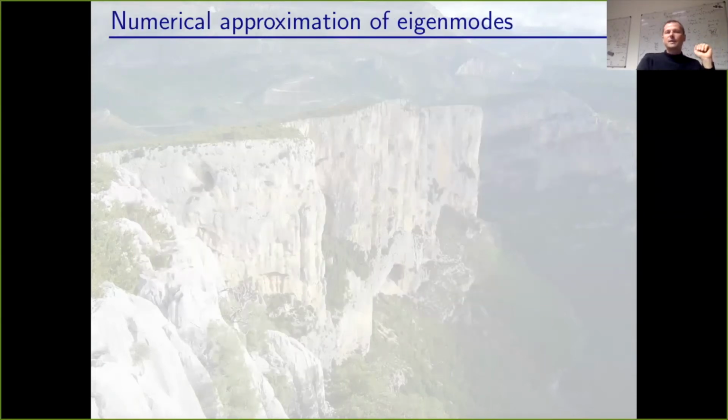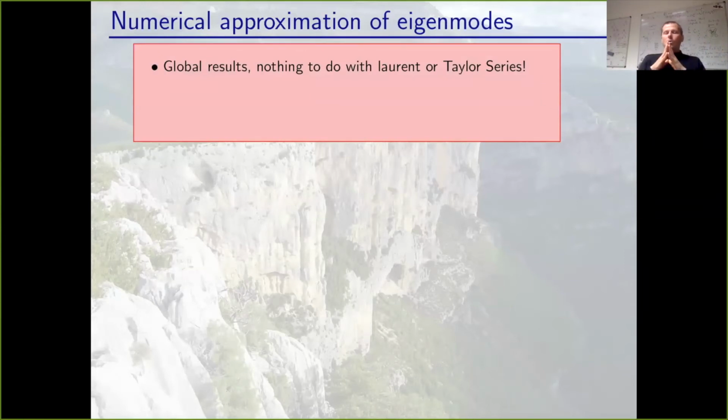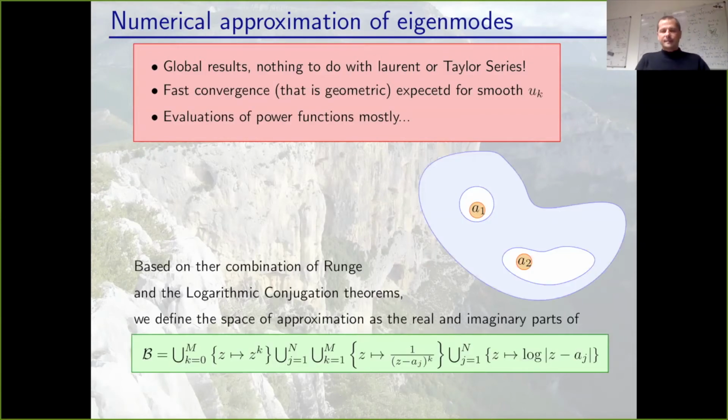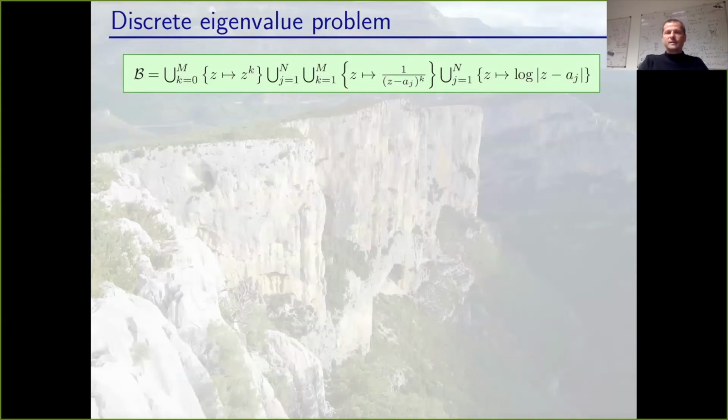But let's stress now the approximation. What is interesting is how I can approximate Steklov eigenvalues in a very precise way. Based on the previous theorem and Runge's theorem, the idea is to approximate an eigenfunction as a linear combination of real and imaginary parts of functions in the space B. I will adjust the coefficients of my series, which is composed of real parts and imaginary parts of powers of z, positive and negative, logarithmic terms, and Laurent terms, in order to be close to an eigenfunction. This is the space of approximation.